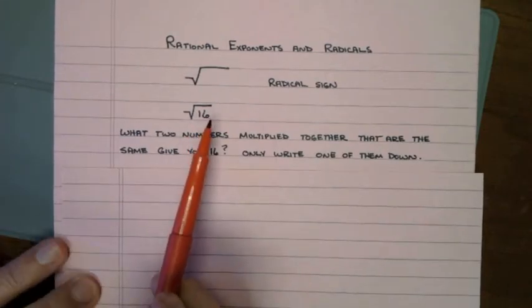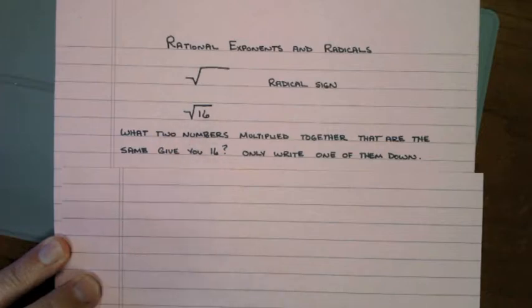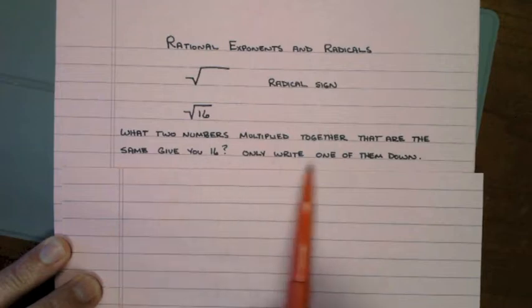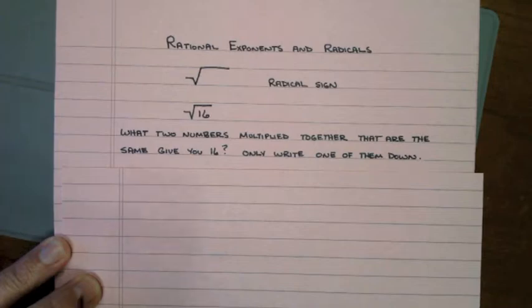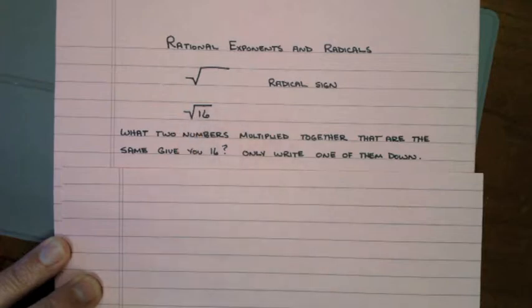This right here is telling me what two numbers multiplied together that are the same give you 16, and they only want you to write down one of those numbers. Now again, this symbol in words means all this. Instead of having to write down all these instructions, we have this radical symbol. It tells me what two numbers multiplied together that are the same, notice those two numbers have to be the same, give you 16. Only write one of those numbers down.